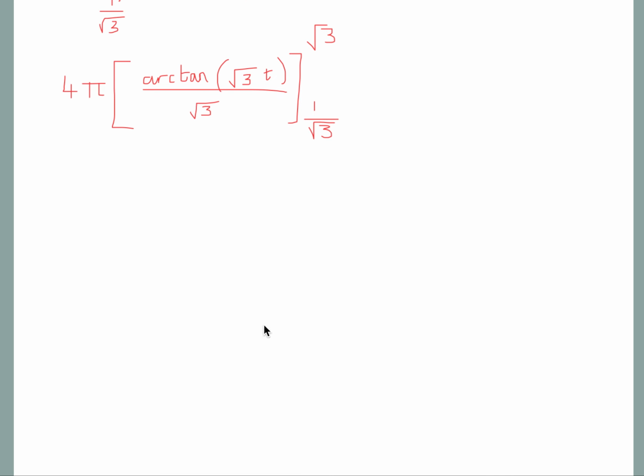So we're almost there. I can factor out the root 3, so I have 4 pi over root 3, times, putting in our first limit, arctan of root 3 times root 3, which is arctan of 3. Minus, putting in our second limit, arctan of root 3 times 1 on root 3, which is arctan of 1.